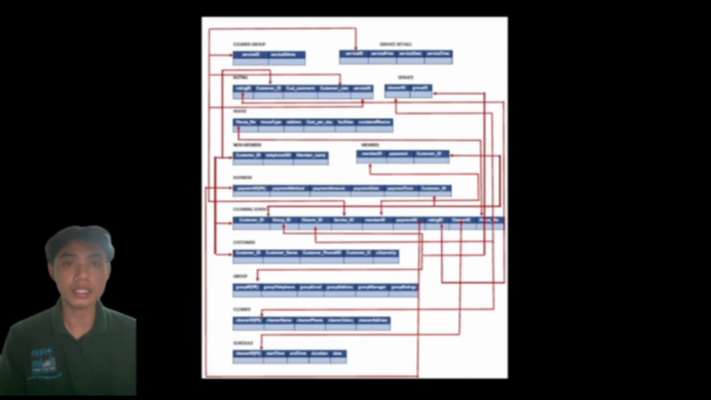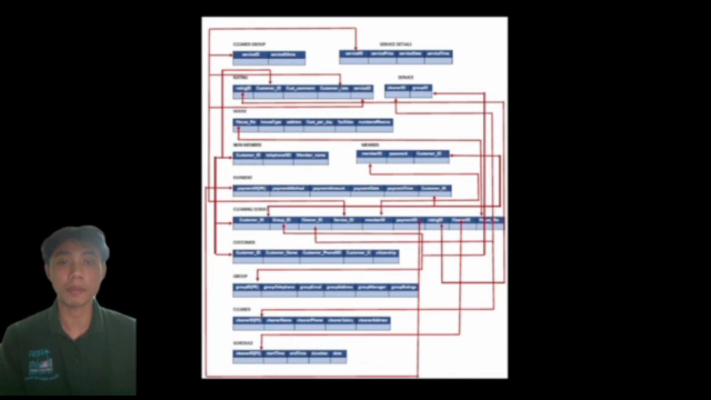The next one is the service table, which has a primary key, service ID, also used as a foreign key in the service detail table. The payment table has a primary key, payment ID, also used as a foreign key in the cleaning service table. The member table has a primary key, member ID, also used as a foreign key in the cleaning service table. And the non-member table has a primary key, which is customer ID, also used as a foreign key in the cleaning service table.